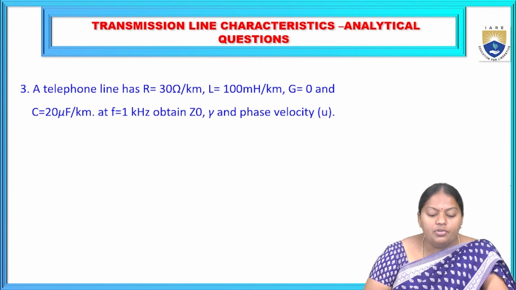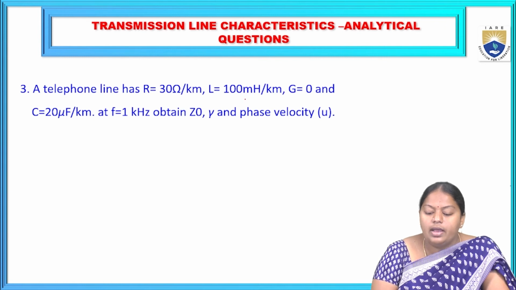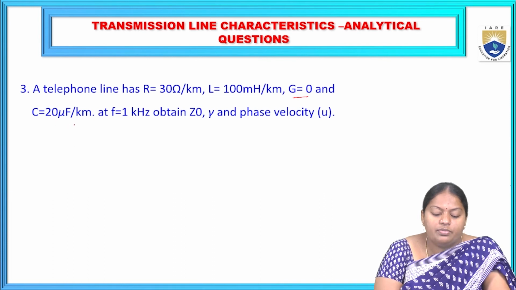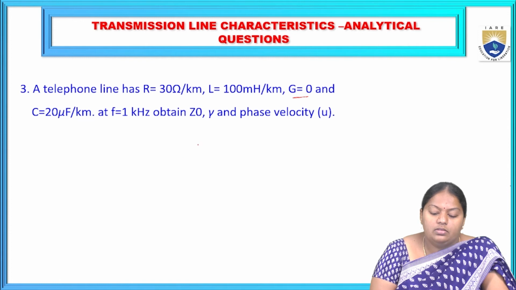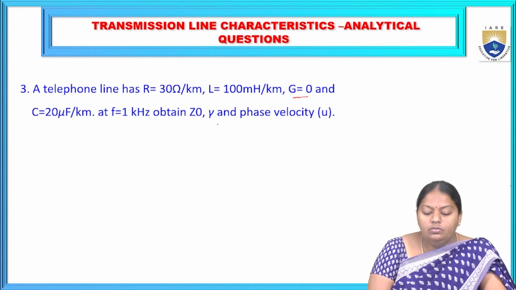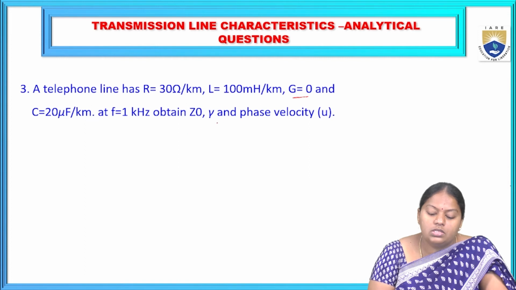Next, a telephone line has R equal to 30 ohm per kilometer, L equal to 100 millihenry per kilometer, G equal to 0, and C equal to 20 microfarad per kilometer. At f equal to 1 kilohertz, obtain Z0, gamma, and phase velocity. Okay. So in the previous two problems, the characteristic impedance Z0 and propagation constant gamma were given. Now the primary constants are given, so we should express all the secondary constants in terms of primary.